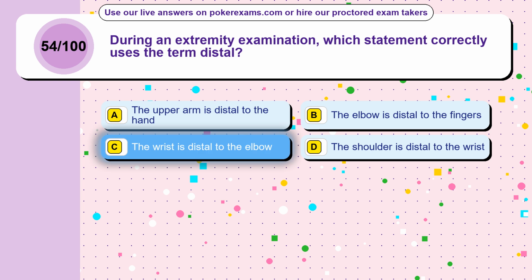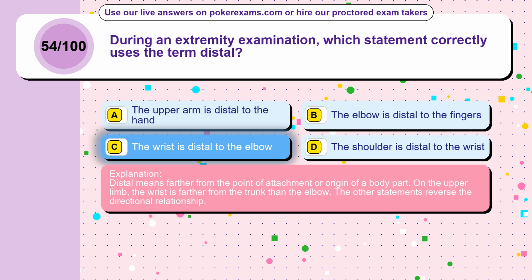The correct answer is option C. The wrist is distal to the elbow. Distal means farther from the point of attachment or origin of a body part. On the upper limb, the wrist is farther from the trunk than the elbow. The other statements reverse the directional relationship.